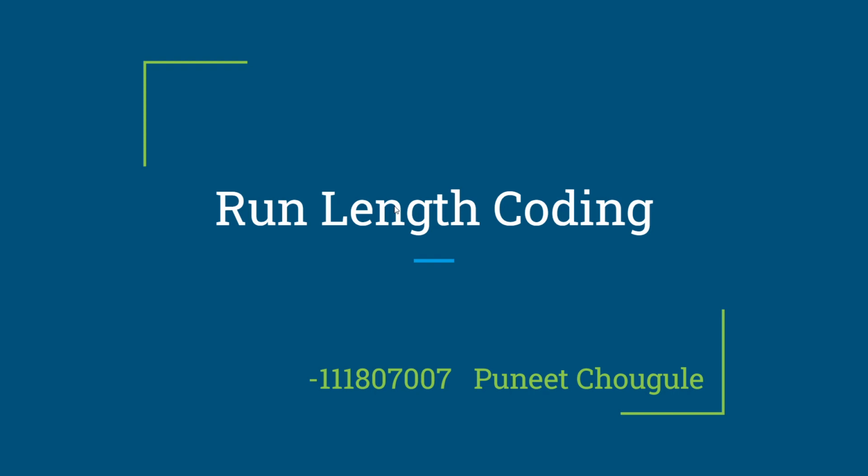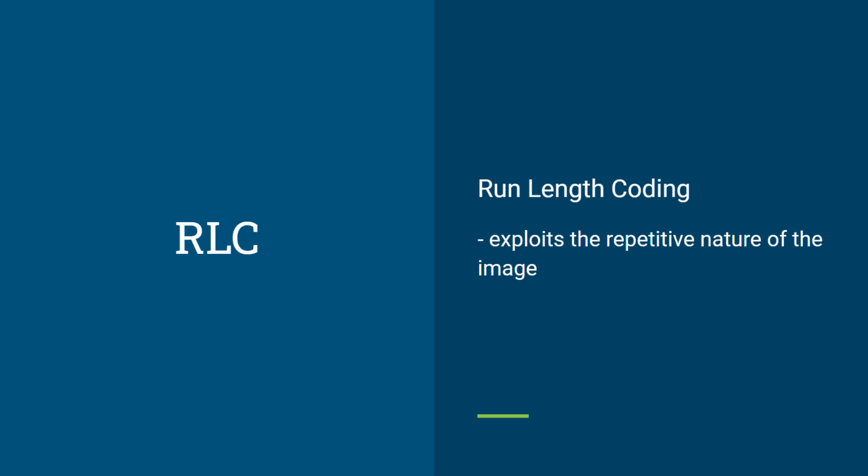So let's begin with run length coding. What is run length coding? Run length coding exploits the repetitive nature of the image. You may see in any image, certain information is repetitive in nature, so that particular information reduction may lead to image compression. So we can say that run length coding exploits that repetitive nature of the image.